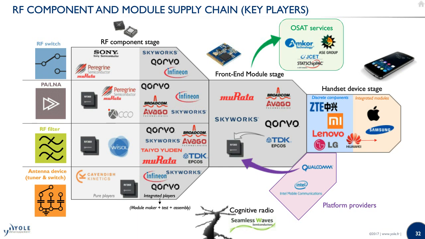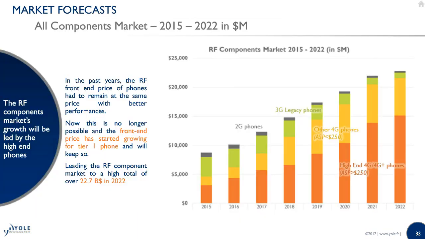So now that we've explained more or less these ecosystems in terms of end systems, players, let's look a little bit at market data. Let's look at some real values. So if we consider these RF components and module markets, we estimated that in 2016 it was representing around $10 billion, and it will grow to $22.7 billion in 2022, so more than double in 6 years. And it's highly driven by high-end phones. What we call here high-end phones are these 4G or sub-6 gigahertz phones with an ASP, average selling price, which is higher than $250.